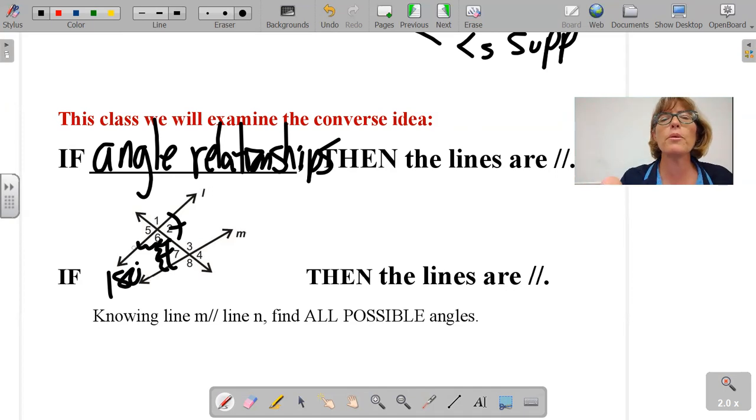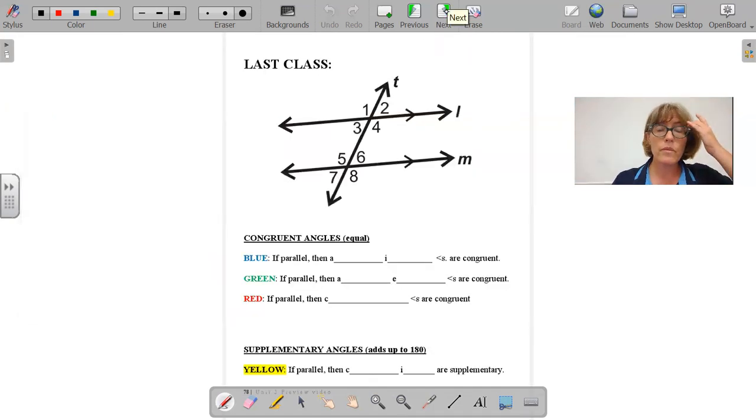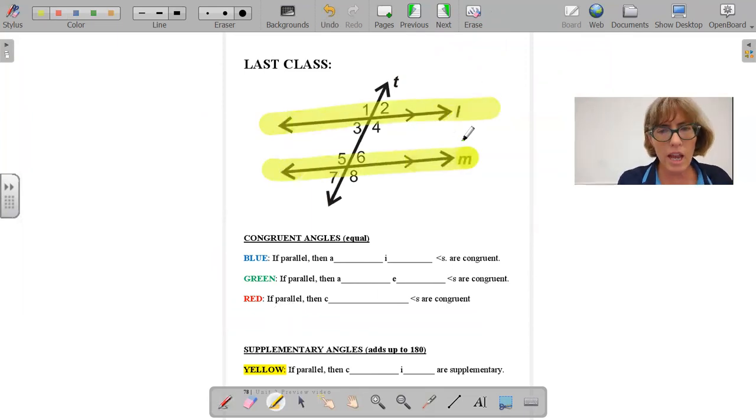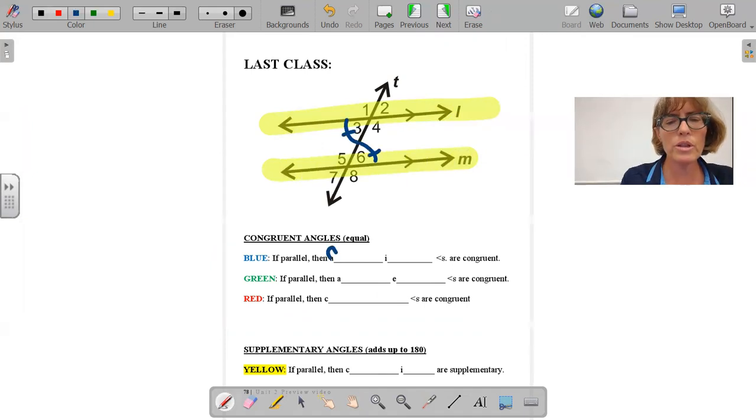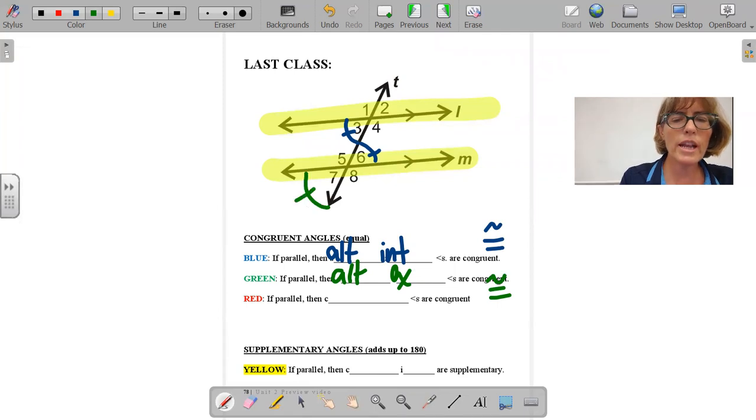Let me give you an example. Last class, we learned this. Quick summary, real quick. If these lines are parallel, alternate interior angles are congruent. Alternate exterior angles are congruent.